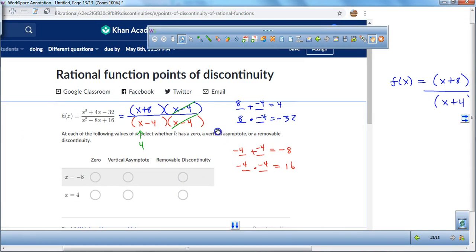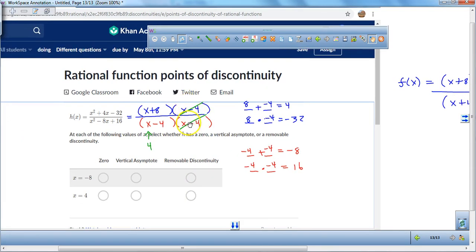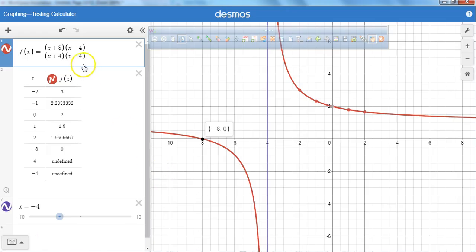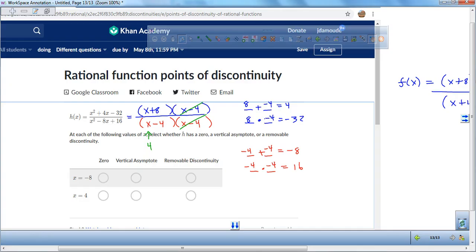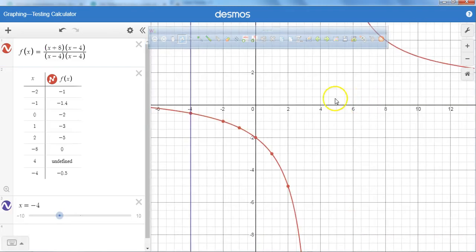But here's what happens with us. We have a hole. Unfortunately, we also have an asymptote at the exact same point. So what trumps a hole? An asymptote. Okay? So what we're going to do here is I'm going to show you this equation. I'm going to change this to another x minus 4. And I believe that's what we had. We had x plus 8, x minus 4. Yeah, here we go. So now, look, we don't have a hole. We just have an asymptote.